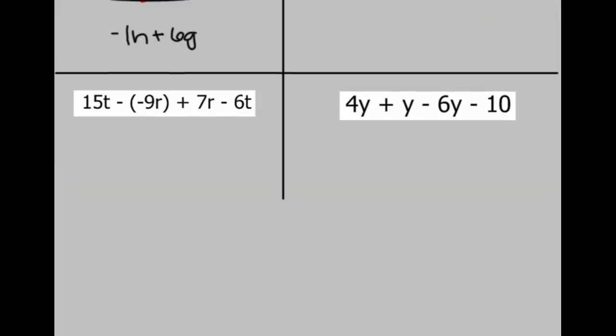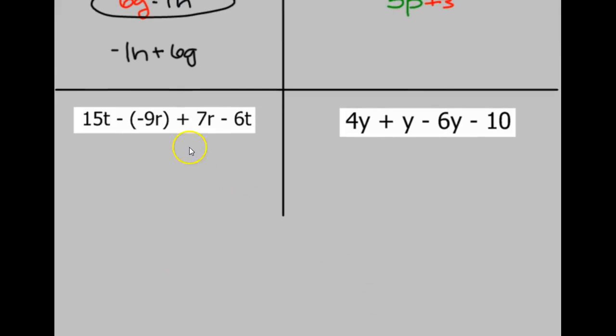Moving along, a couple more like this. Always look at our signs here first. We know the opposite of a negative is going to make a positive. So it doesn't matter which letter really you do first. If you want to go in alphabetical order, you can. So I'm going to do maybe the R's first. 9R plus 7R. They're all positive, so just add them up. 9 plus 7 is 16R.